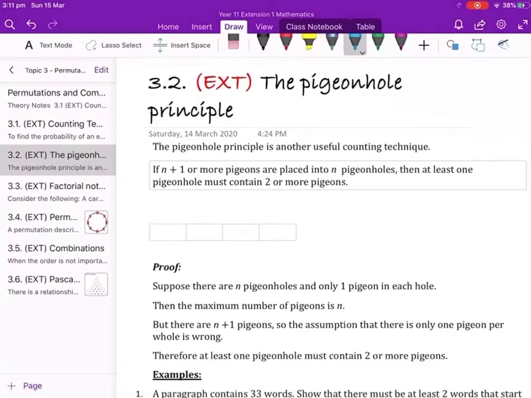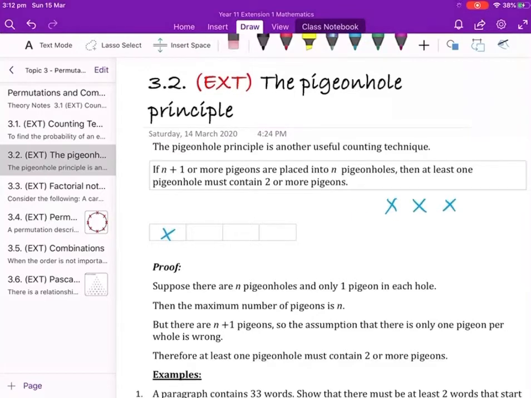So if we have, say, 4 pigeonholes, these are the boxes here, and that means that we must have n plus 1 pigeons. So we must have 5 pigeons. These X's are going to stand for pigeons. So if we move our first pigeon, or X, and put it into the first pigeonhole or box, we have one pigeon in one pigeonhole.